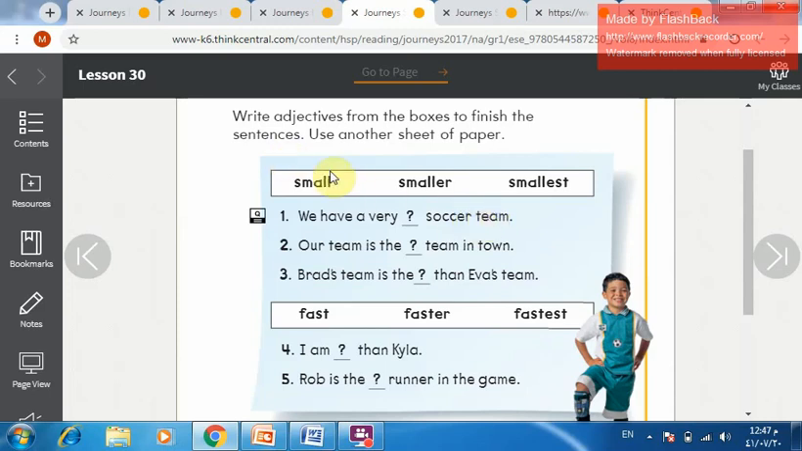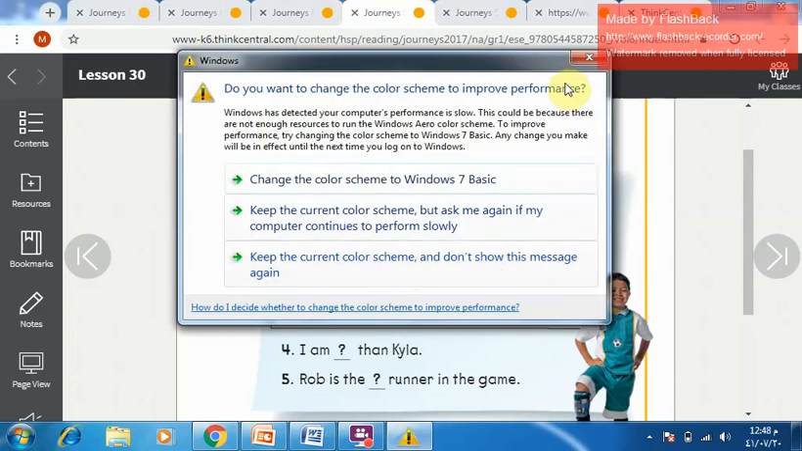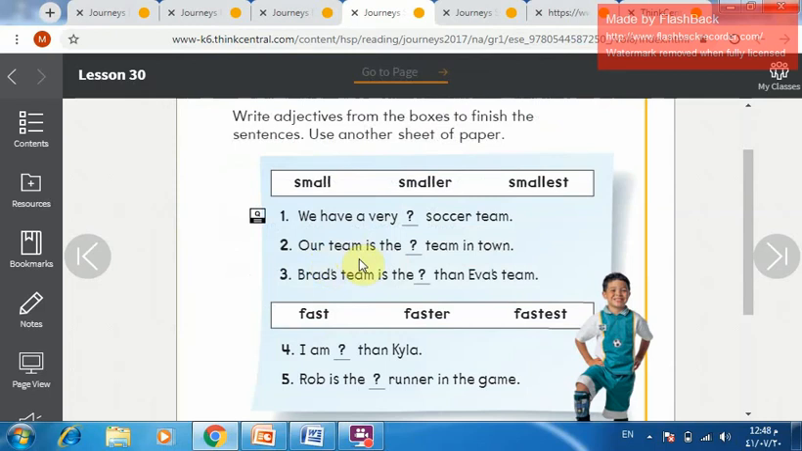Okay, number 2. Now you put a cross on this one and write it here, please. Number 2. Our team is the dots team in town. Now, notice the keywords and see how many things I'm comparing. Our team is the smallest team in town. This is the correct answer, smallest.